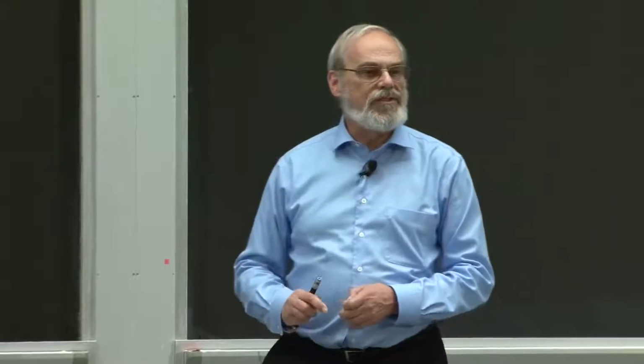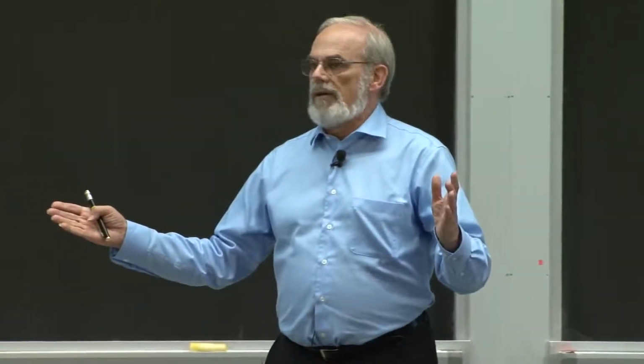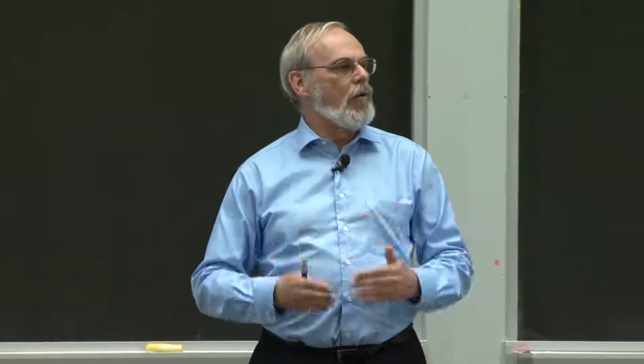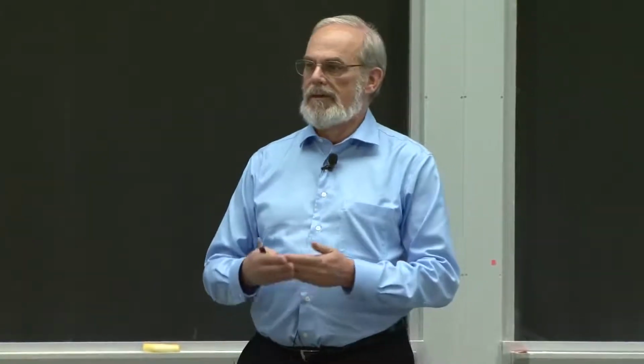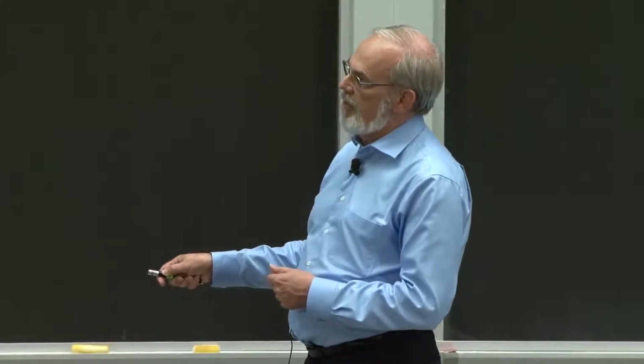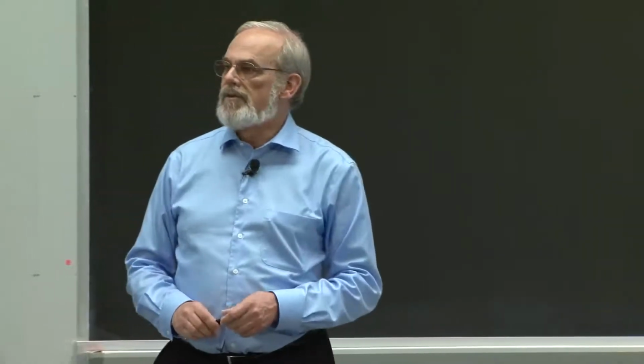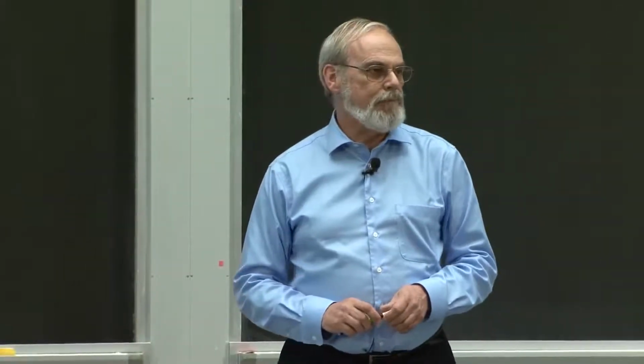But to set up the search for each cell, I've got to copy the list. And the list starts out n long, so in principle, I've got order n work to do to set up the recursive call. And so by the things we saw last time, I've got order log n for the number of recursive calls times order n work inside of each call, and that's order n log n. So it's not what I wanted.